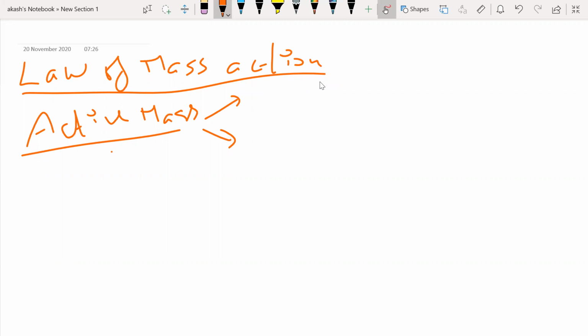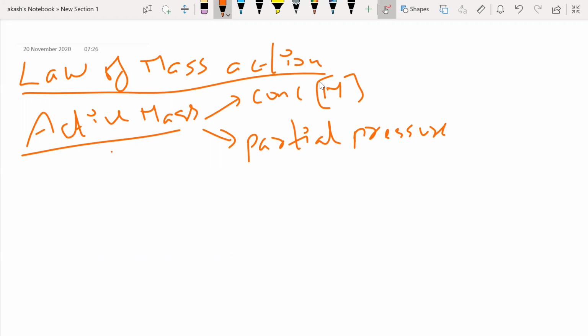Okay, fine. Now, this amount which I'm talking about can be anything. It can be concentration, it can be mass, it can be moles. But what we are going to follow is that active mass can be in two forms. One, it can be in terms of concentration, obviously in terms of molarities. Or it can be in terms of partial pressures.